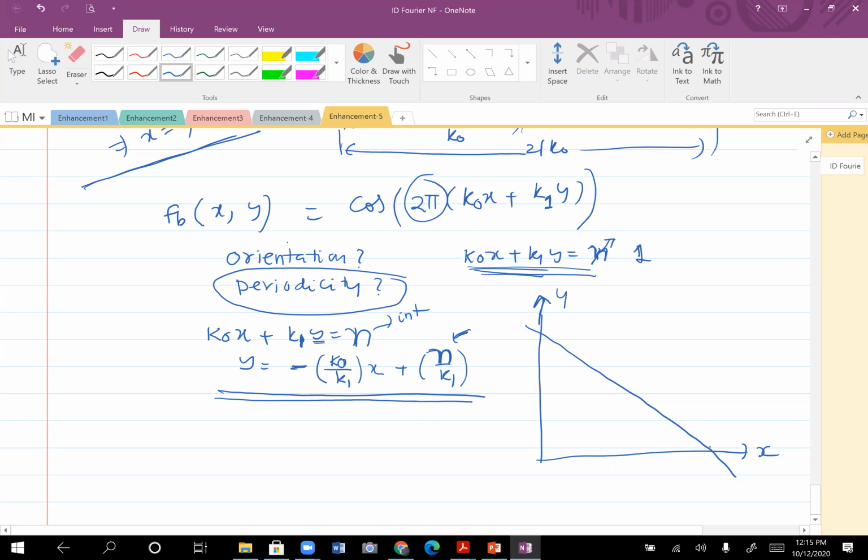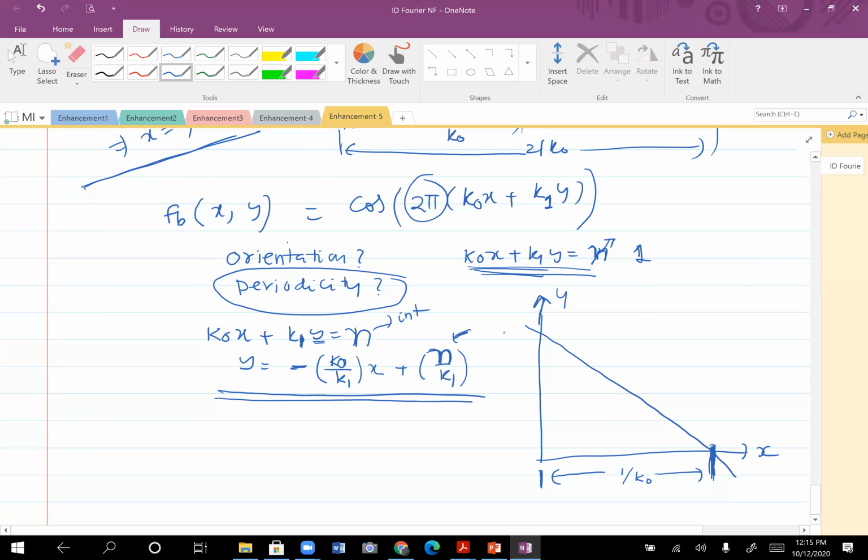And what is this value here? This is basically the graph I am plotting. So here y equal to 0, which means I need to find out the x value. So what would I get here? n by k naught. I'm just simply computing the x intercept and y intercept, that's all.